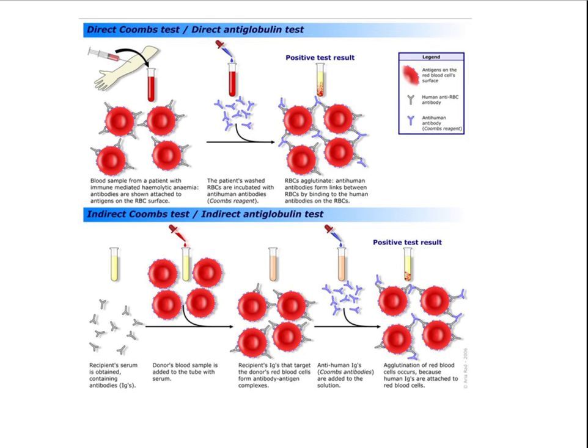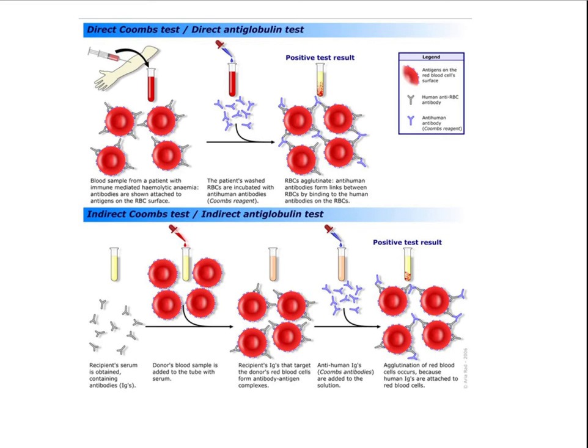Then you are going to see that the red blood cells agglutinate, because the anti-human antibodies form links between red blood cells by binding to the human antibodies on the red blood cells. So this is the positive result for the direct Coombs test. The second one is the indirect Coombs test, where we obtain the recipient serum, which contains the antibodies or immunoglobulins.